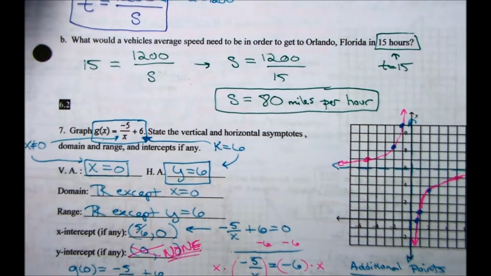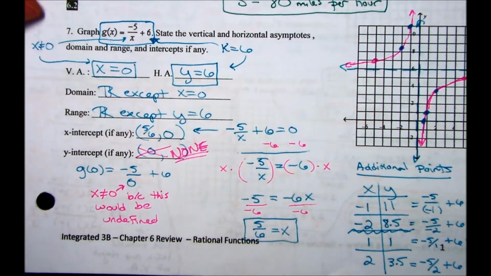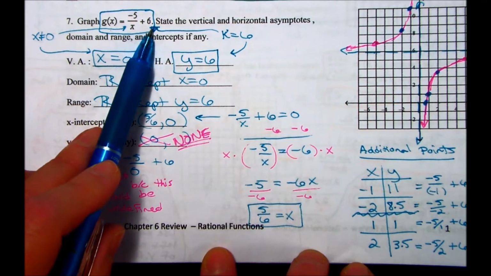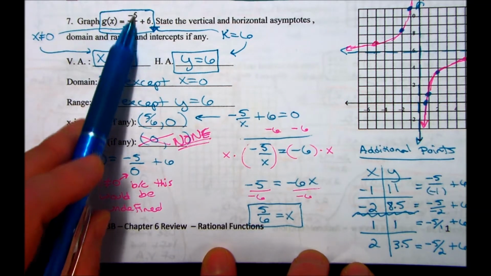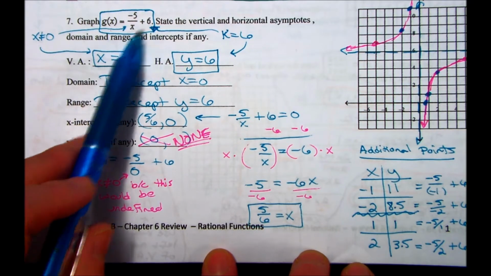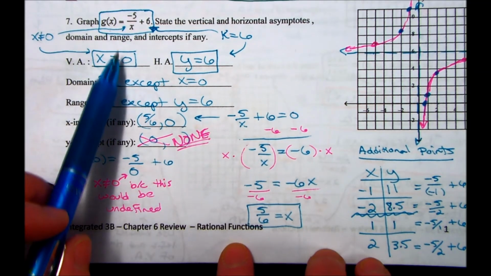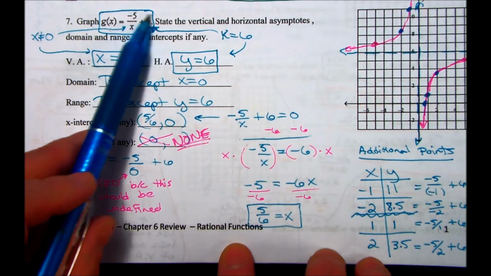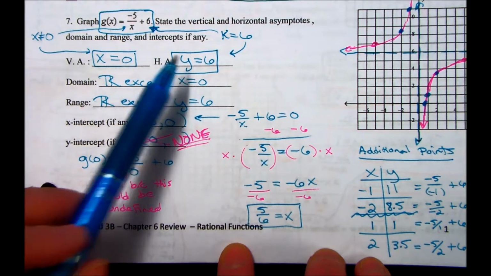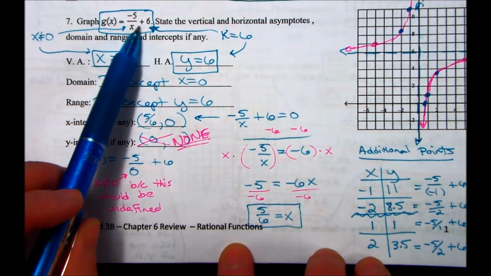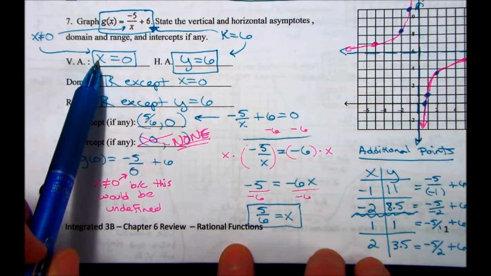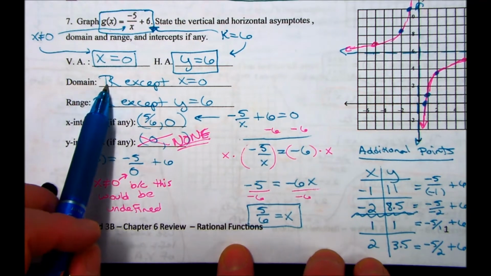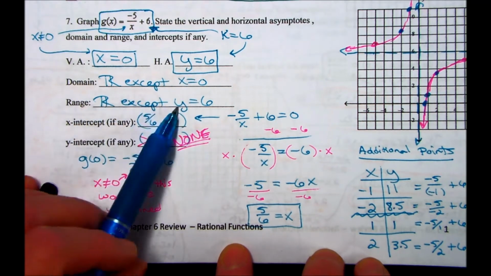All right, 6.2. So in 6.2, we were graphing. We started graphing rational functions. So in this rational function, we have -5 over x plus 6. When you have a fraction with a plus or minus after it, we were using h and k to figure out your vertical asymptote and your horizontal asymptote. So this plus 6 is going to shift the graph up 6 spaces. So that's going to shift your horizontal asymptote from y equals 0 to y equals 6. However, there's nothing being added or subtracted to the x, so your vertical asymptote would just be 0, or whatever is going to make that denominator 0. So then your domain is all real numbers except for x equals 0. Range, all real numbers except for y equals 6.